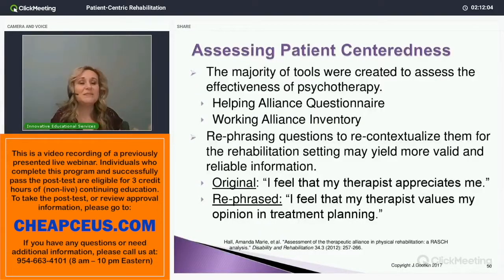So assessing this patient-centeredness piece, if you want to really look specifically at that therapeutic alliance that we're discussing, there are 2 big tools out there that are utilized: the Helping Alliance Questionnaire and the Working Alliance Inventory. Considering when you would want to use them, it's great for yourself to get feedback. But if you're a supervisor, or you have new hires in those 90 days, maybe you want to get some objective data on this.